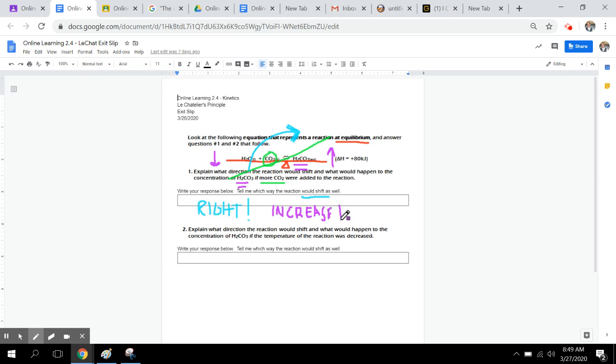Your two answers for number one: the reaction should shift to the right and the concentration should increase.